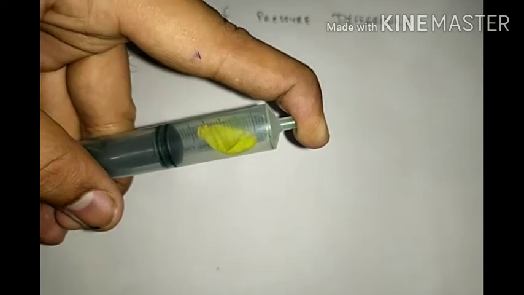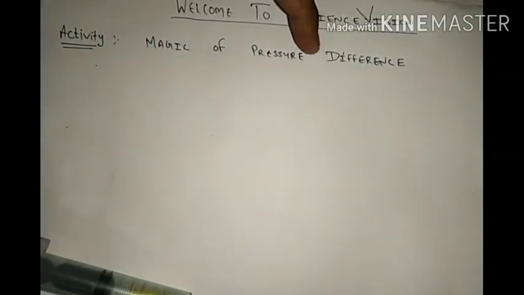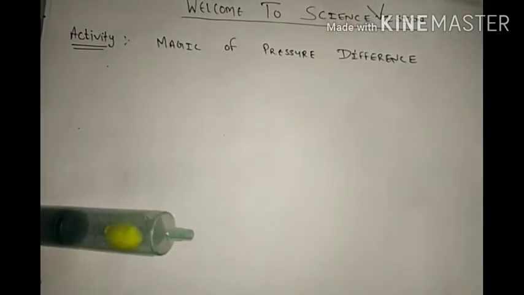So we can understand that if volume gets decreased, pressure increases, and if volume increases, then pressure outside the balloon decreases. By this simple activity we can understand the term pressure difference. To learn more, do this activity at your home.